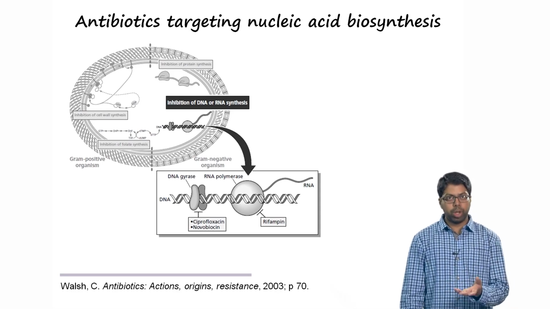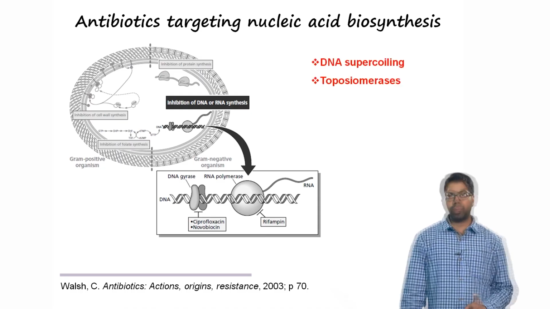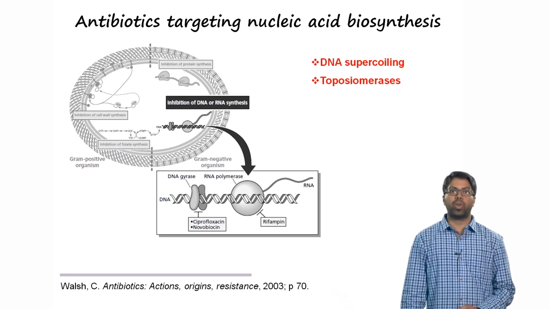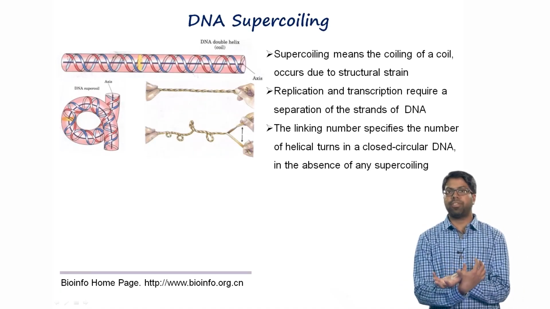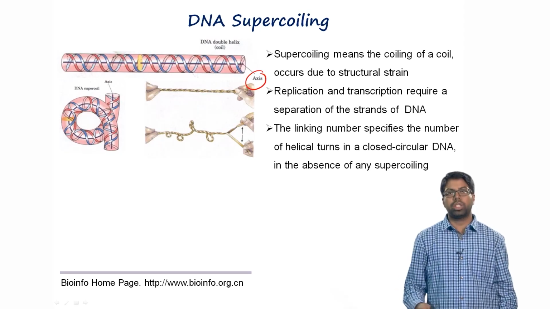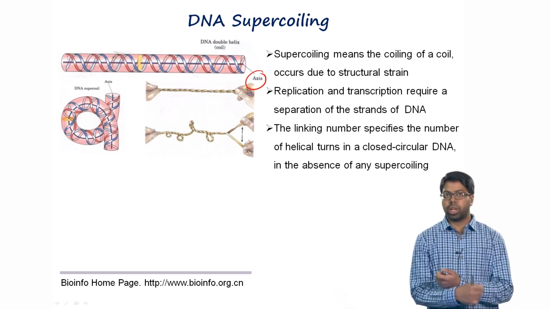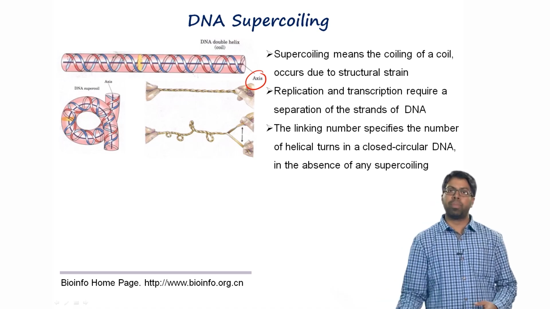But before we jump into this aspect, let me make you familiar with two important concepts. One is DNA supercoiling and the other one is topoisomerases. As you know, the DNA has two helical strands that are wrapped around each other. So let's say this is the axis about which the two strands are wrapped around each other. Now this is called coiling. You can think of a telephone cord as an example of this coiling.